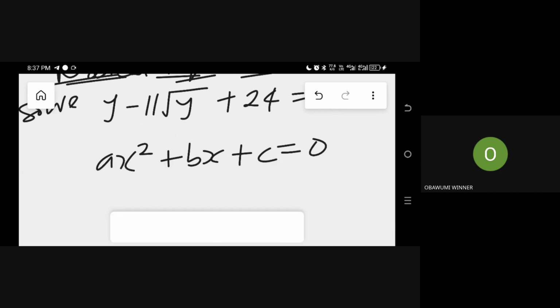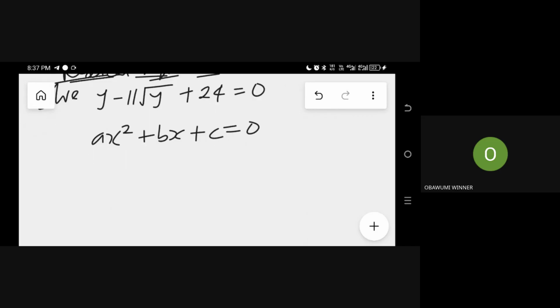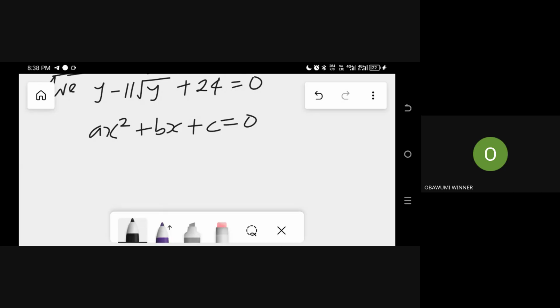Remember, this is the form the quadratic equation has to look like. So you can say let m stand for this root y, because you're not supposed to be having a root there. So let m stand for root y. So if m stands for root y, then you should know that m to the power of 2 will be equals to y.